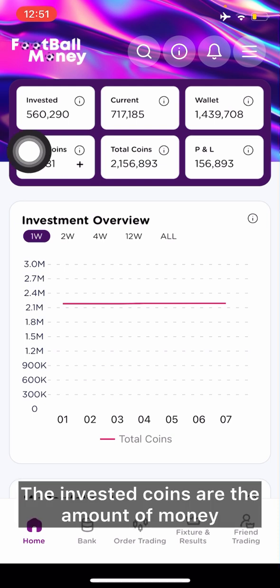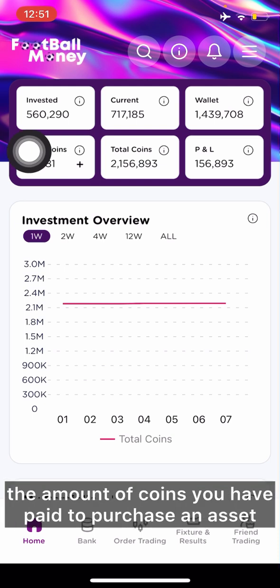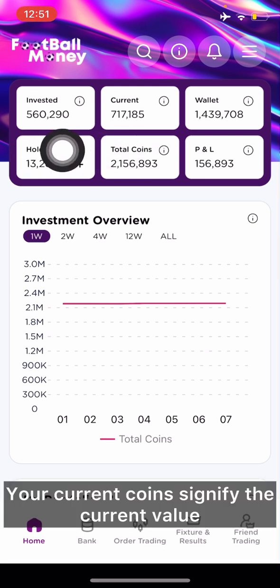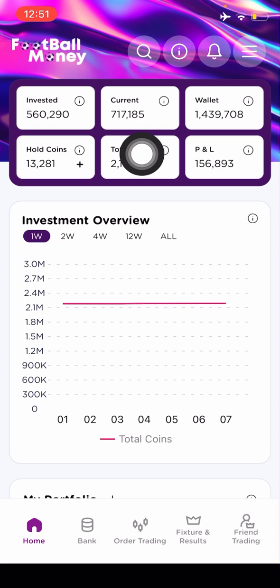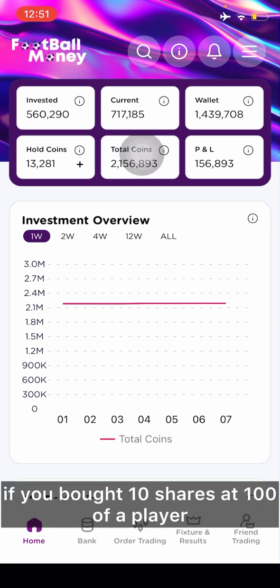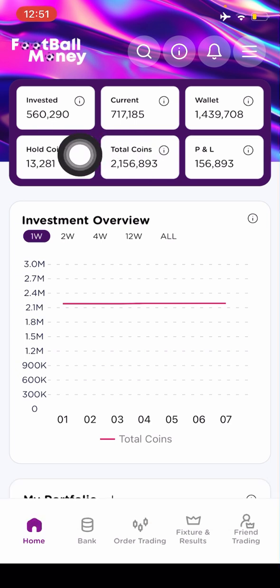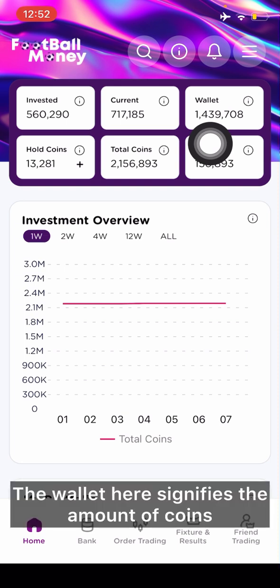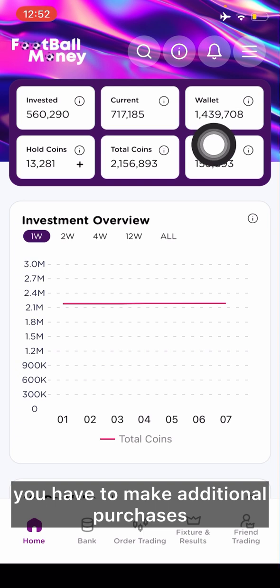The invested coins are the amount of coins you have paid to purchase an asset. Your current coins signify the current value of the said asset. So, for example, if you bought 10 shares at 100 of a player, your invested would be 1,000. And if the current price of the player is 150, your current would read 1,500, which would be 150 multiplied by 10.